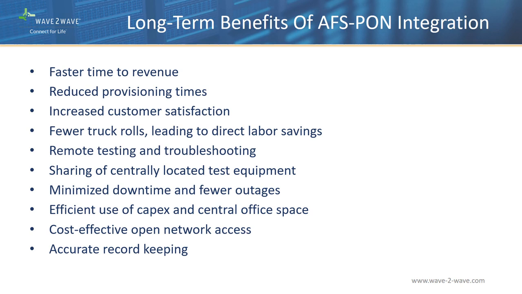Additional benefits of automated fiber switching as an integral PON ecosystem component include faster time to revenue via reduced provisioning times, increased customer satisfaction since service turn-up delays are minimized, fewer truck rolls leading to direct labor savings, sharing of centrally located test equipment such as OTDRs, and as noted earlier, efficient use of central office space and power utilization. AFS also significantly reduces other equipment capital expense needs while reducing operating expenses, delivering a return on investment in less than 2 years. Next slide, please.